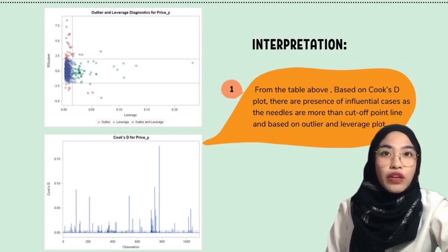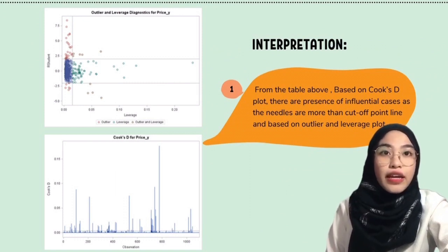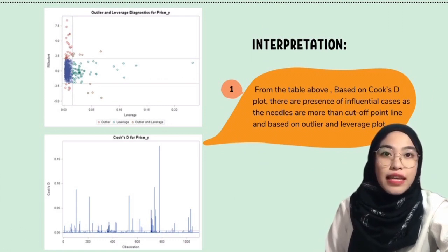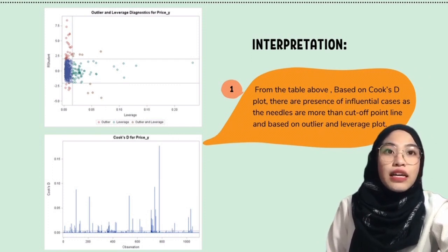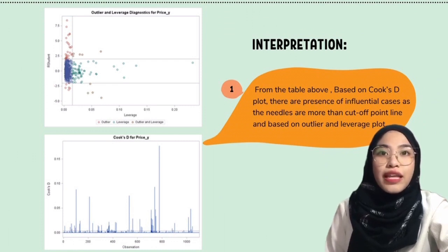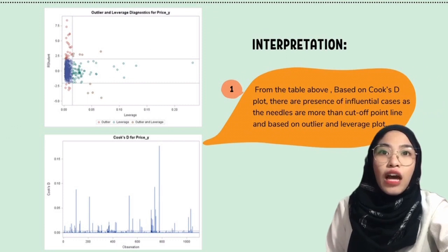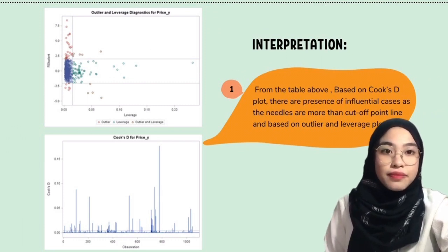Okay, next for the influential cases, as you can see, there are two graphs. Based on the Cook's D plot, there are presence of influential cases as the needles are more than the cut-off point. As you can see, the straight line is the cut-off point. And based on the outlier and leverage plot, it shows there is outlying in X and outlying in Y axis in the model. The cut-off point might be observed throughout the next part of the analysis.